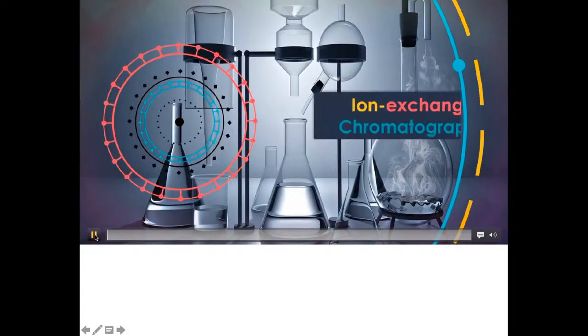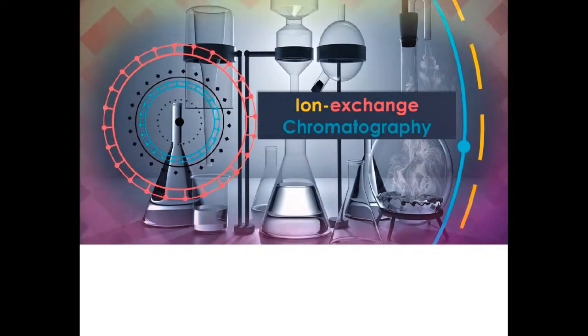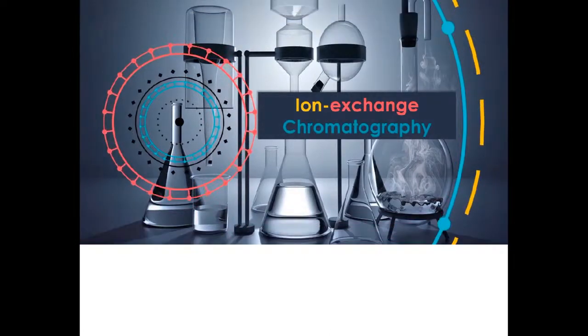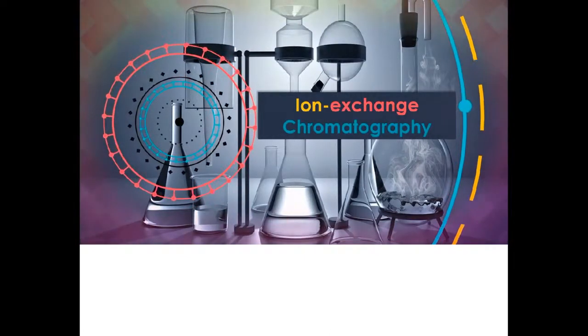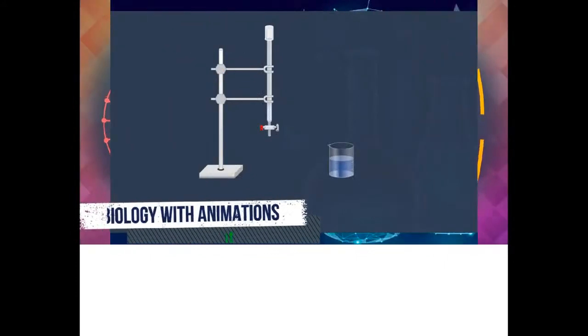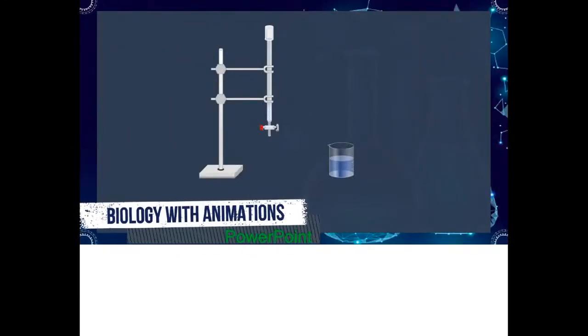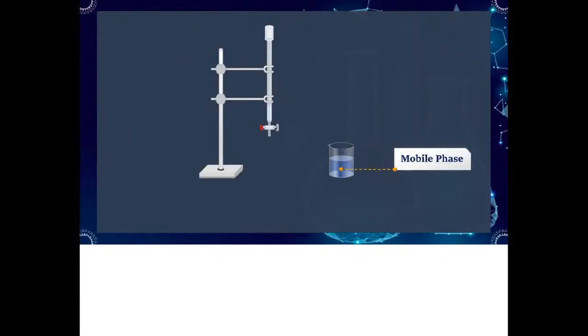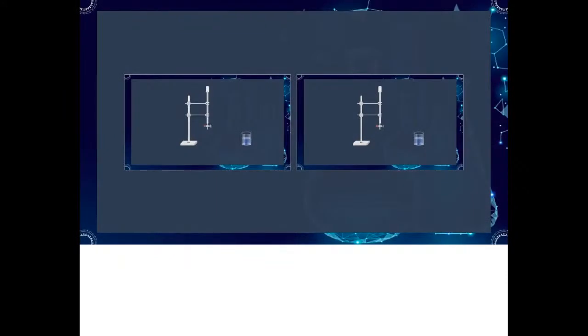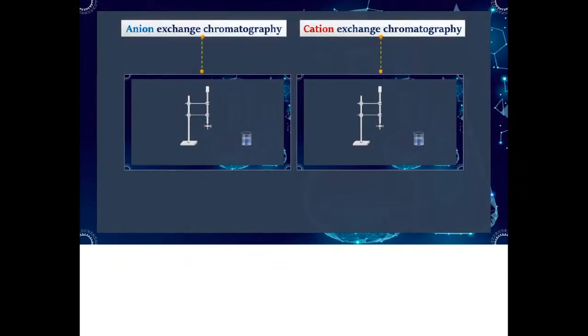Ion exchange chromatography is a chromatography process that allows the separation of ions and polar molecules based on their charge. As well as other forms of chromatography, in ion chromatography, there is a mobile phase, which generally consists of a buffer solution, and there is a stationary phase which consists of a matrix that contains charged ionizable functional groups. This type of chromatography is subdivided into anion exchange chromatography and cation exchange chromatography.